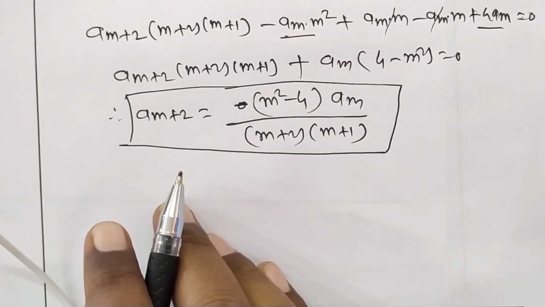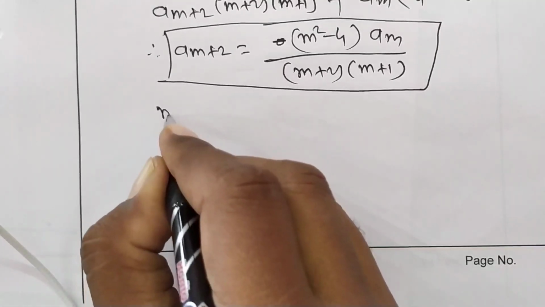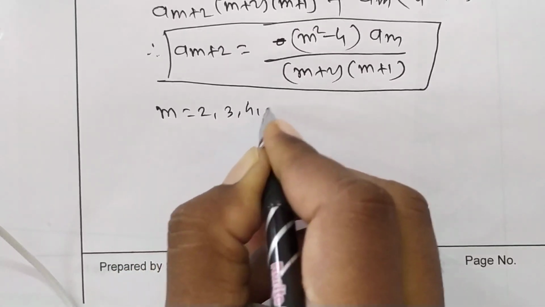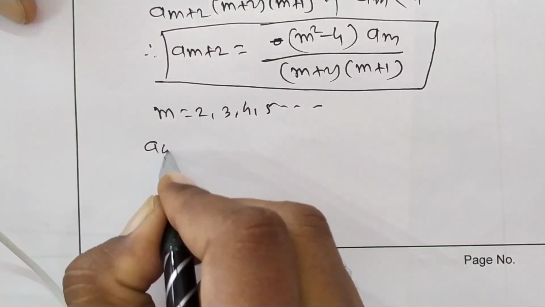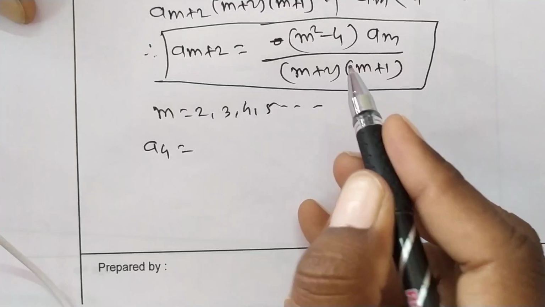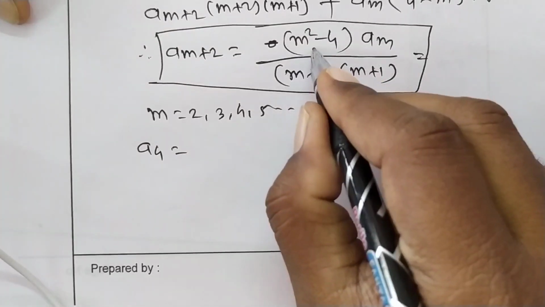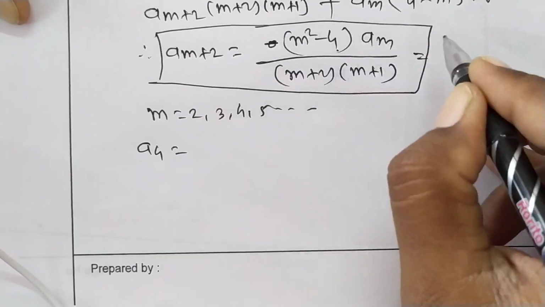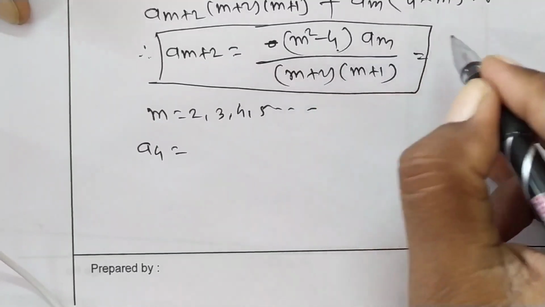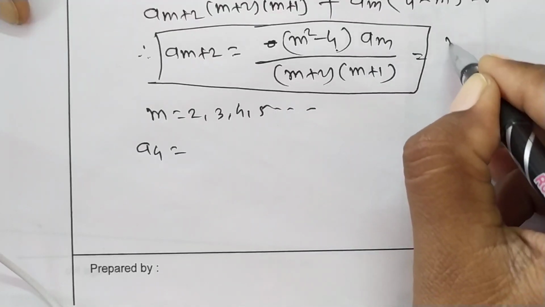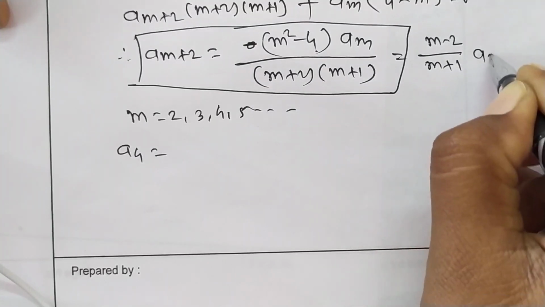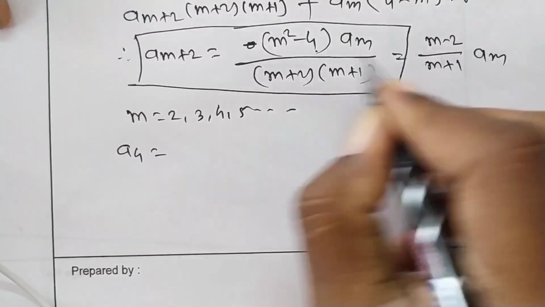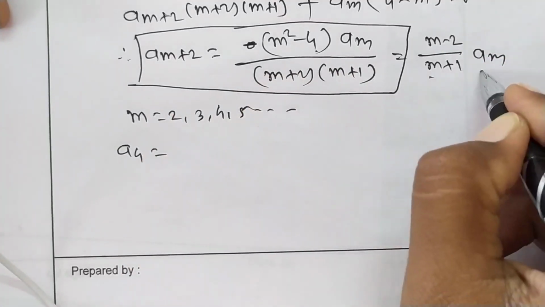Now we have to find the values of a4, a5, a6. So to get a4, we put m equal to 2, 3, 4, 5 and so on. If we simplify here, m square minus 4 we can write as (m minus 2) into (m plus 2), so m plus 2 gets cancelled. So this is (m minus 2) upon (m plus 1) into a_m. Actually this is the recurrence relation: a_(m+2) is equal to (m minus 2) upon (m plus 1) into a_m.